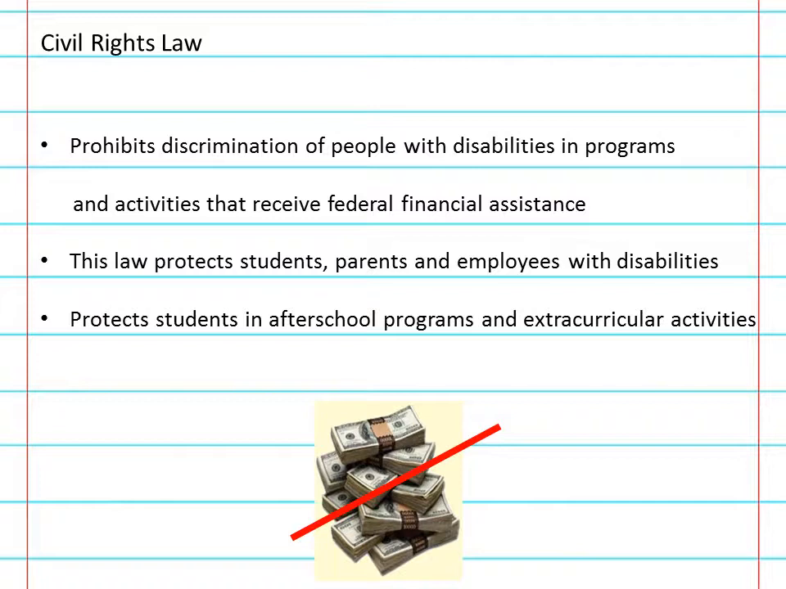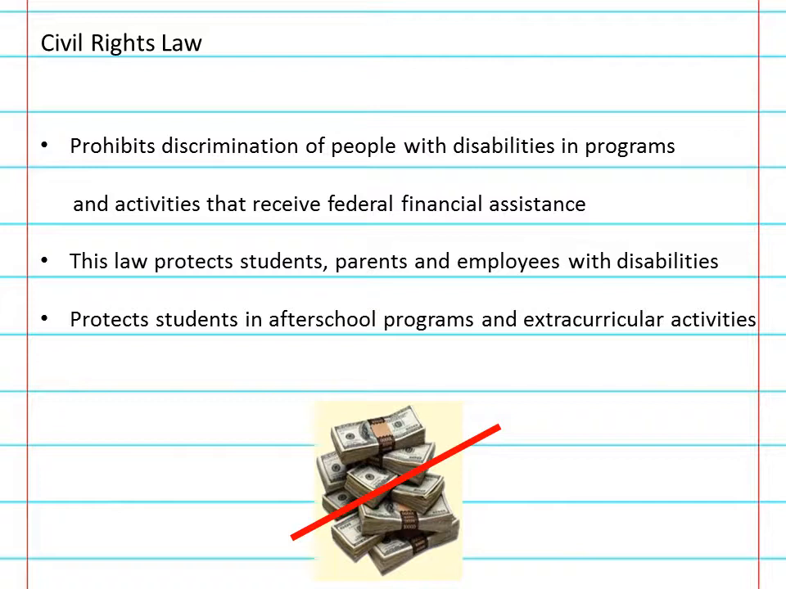It's only within the last decade that this law has really gotten more attention. This is probably due to the fact that, as you can see on the slide, there is no money attached to this particular law. Whereas IDEA has the money and backing with grants to schools to carry it out. But Section 504 has no money attached to it.